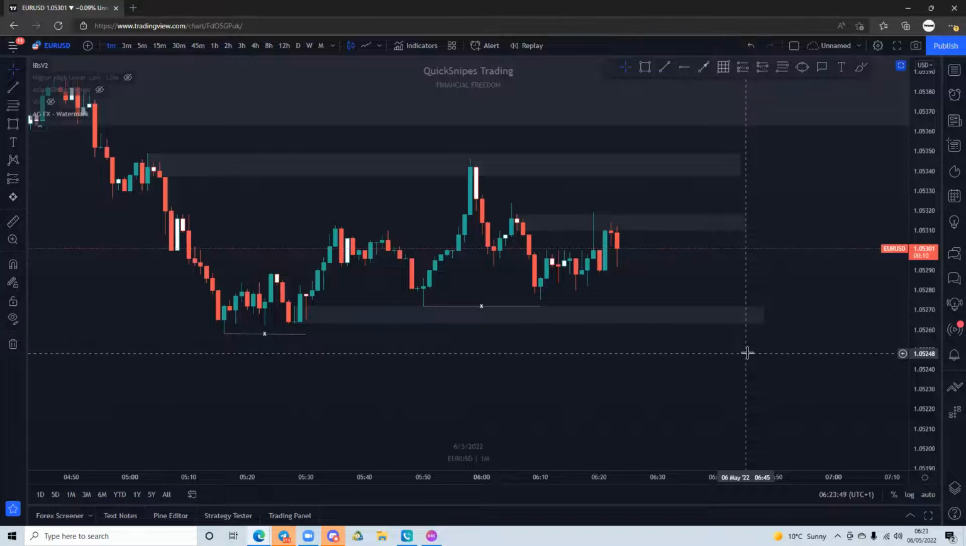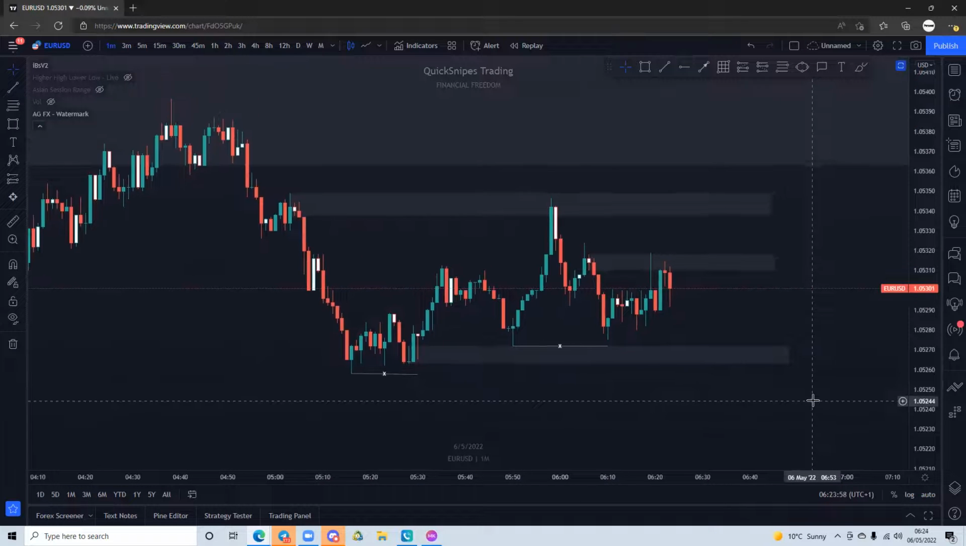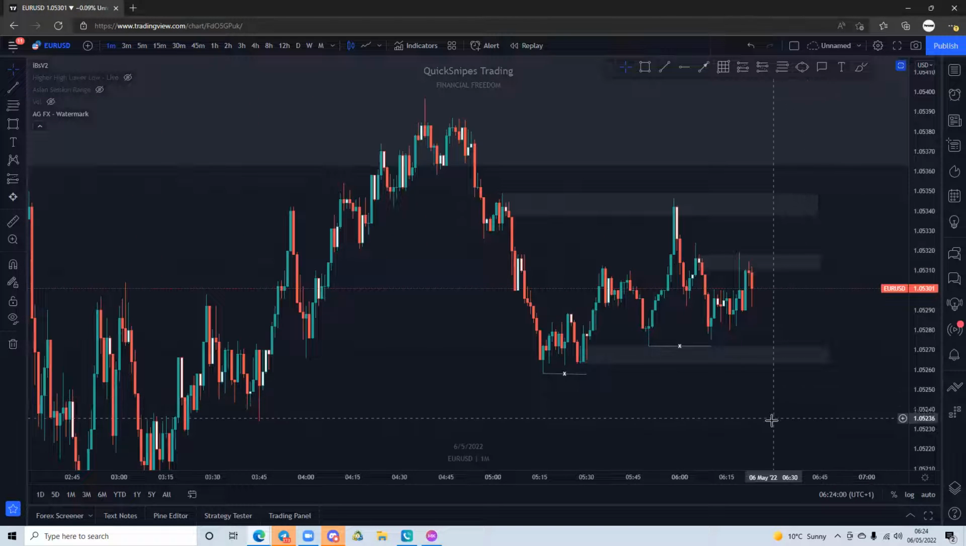The moves are likely to hit stop loss. We're not in any clean area. As you can see, we're oversold here, overbought here. So personally, it's a stay out of the market day for me.